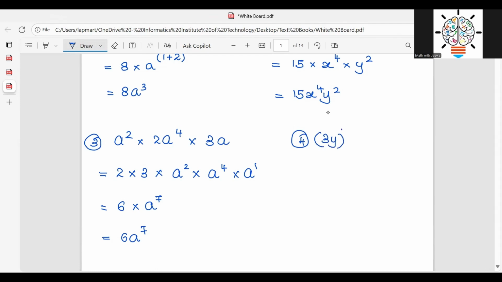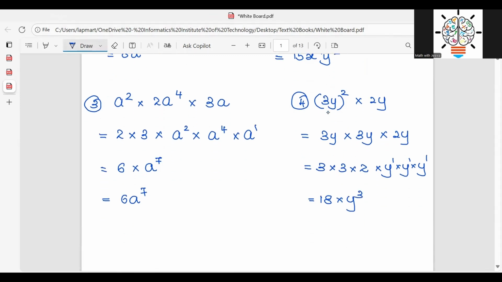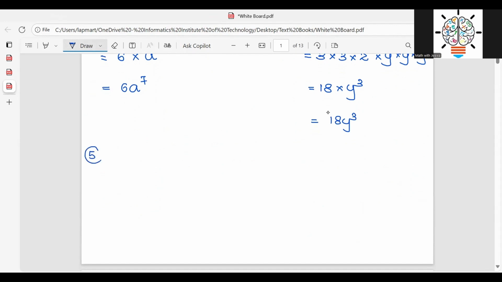Then the fourth one, we have 3y squared times 2y. What does this mean, children? That you want to write 3y times 3y times 2y. So then I write 3 times 3 times 2 and y to the power 1, y to the power 1, y to the power 1. 3 times 3, 9, 9 times 2, 18, 18 times y to the power of 3, because you want to add the indices and you write the final answer 18 y to the power of 3. Right? So then we will move to the fifth question.